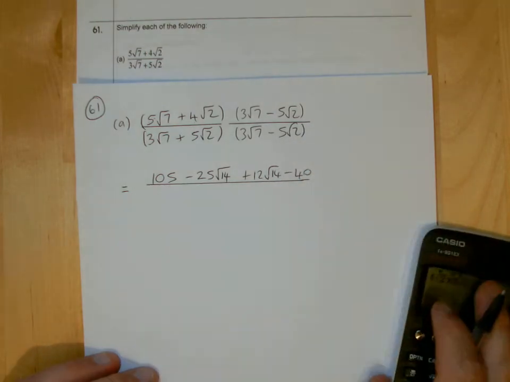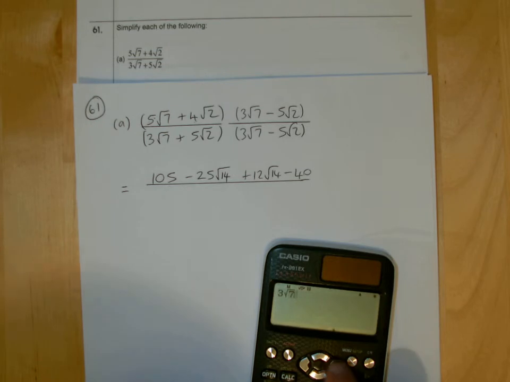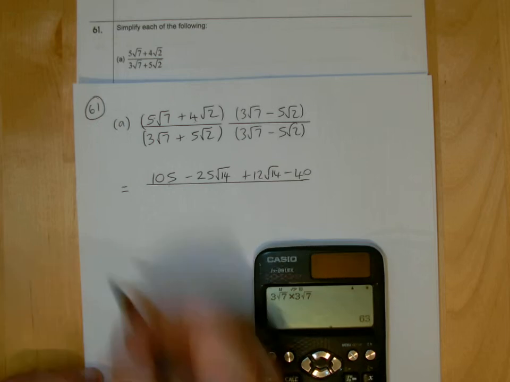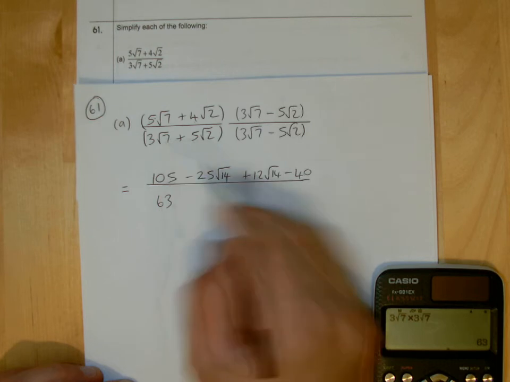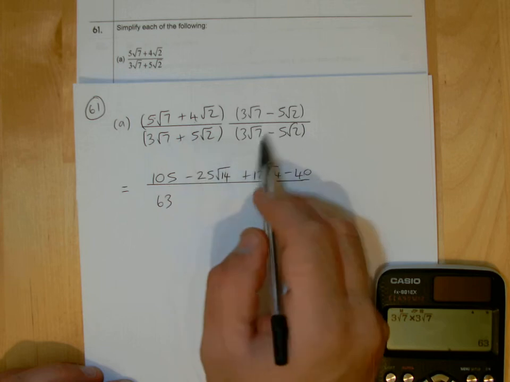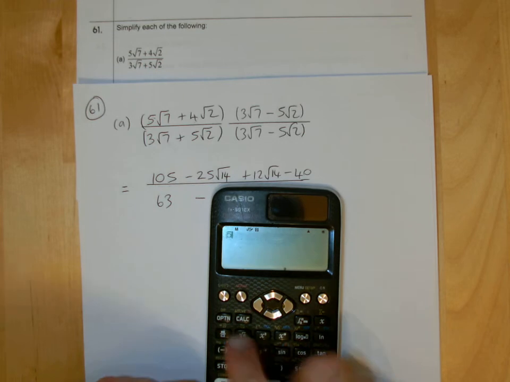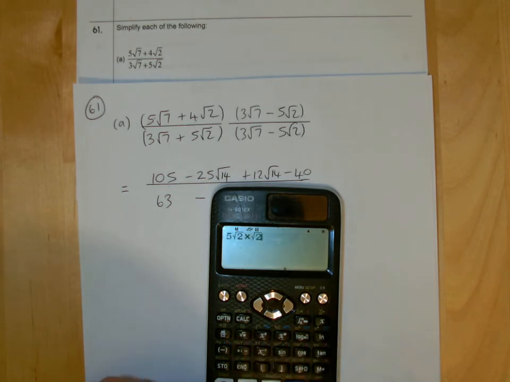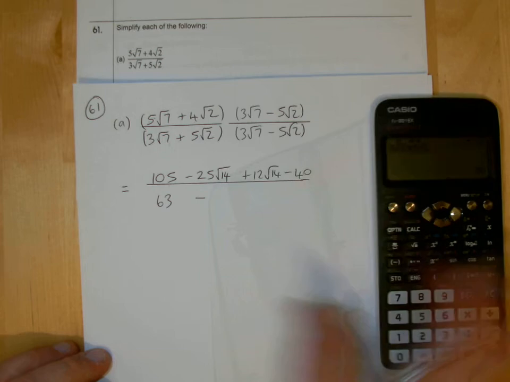Okay, on the bottom then, well, you've got 3 root 7 times 3 root 7, which comes out to be 63. Now you know the inners and the outers will cancel, won't they? Okay, because one of them will be positive, one will be negative. So we can go straight to the last then, and with the last, you've got 5 root 2 times 5 root 2. That comes out to be 50, and because one positive, one negative, minus 50.